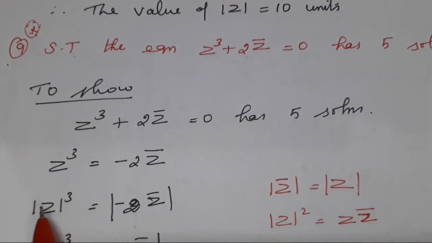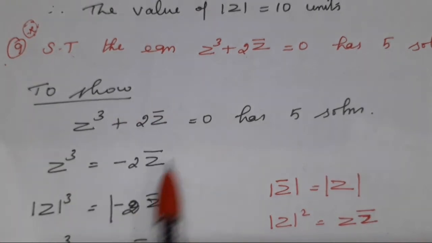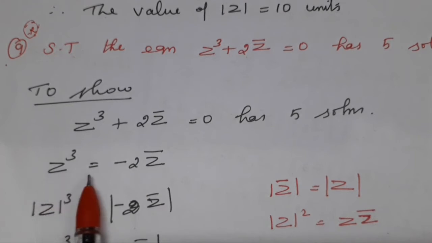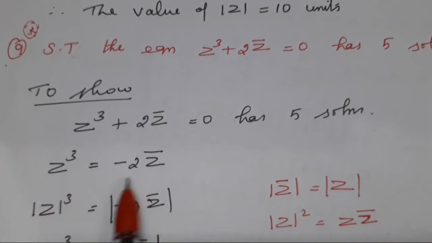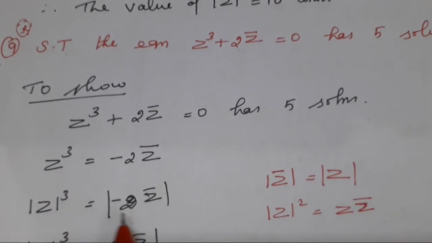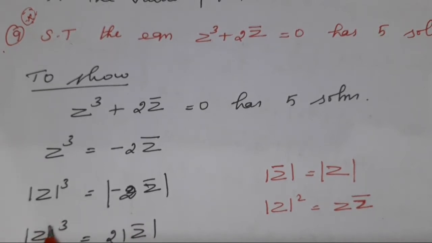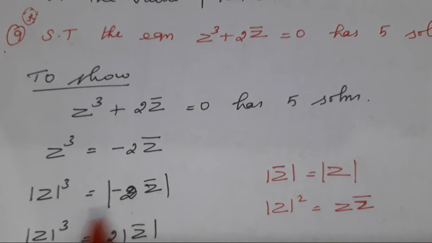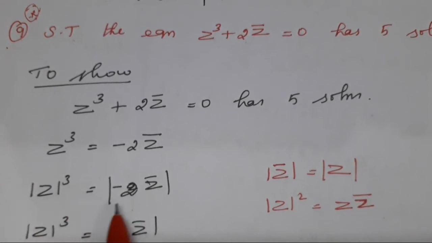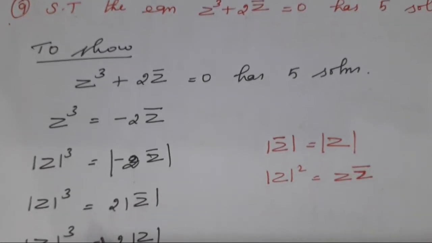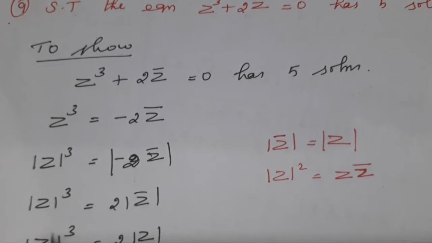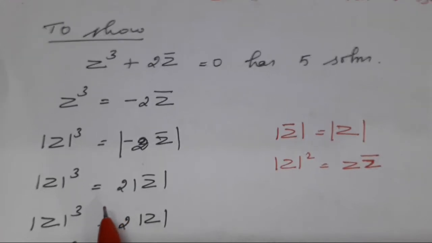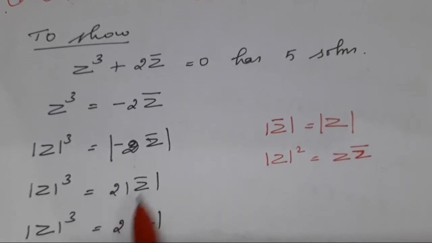Now see here, z cube equal to minus 2z bar. Plus 2z bar becomes minus 2z bar on the other side. Now we take modulus on both sides. Modulus of z cube equal to modulus of minus 2 into modulus of z bar. If you take modulus of the minus, it becomes a positive value, that is 2 into modulus of z bar.